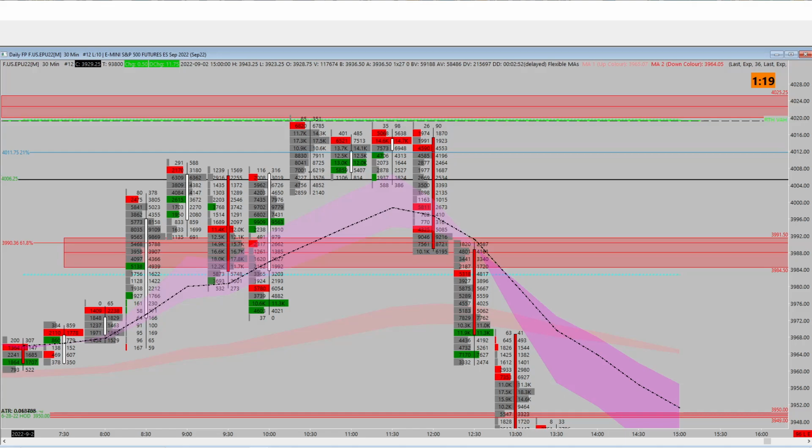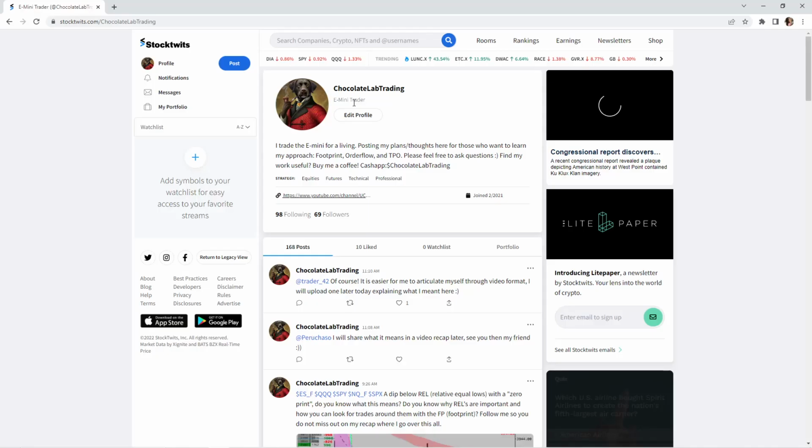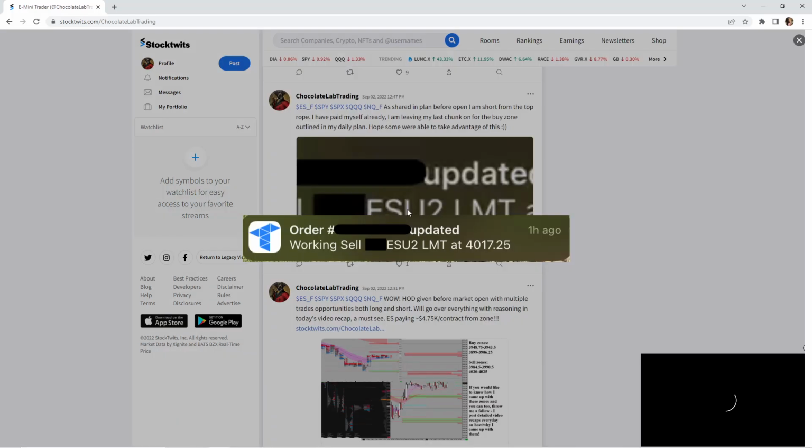As I said, I post all of my plans prior to market open here on my StockTwits account. Let me just show that trade. Here I was filled at 1725.